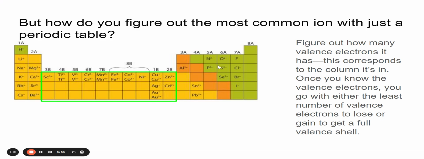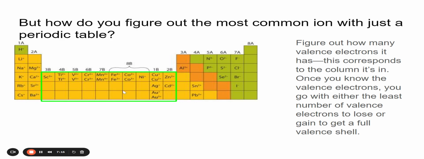5 has 3 minus because there's 5 valence electrons, so it's easier to gain 3 electrons than lose 5, and then so on and so forth. You'll notice that in this last one, because it's noble gases, they're not really losing or gaining anything, and that's because they've already got that full outer valence shell.